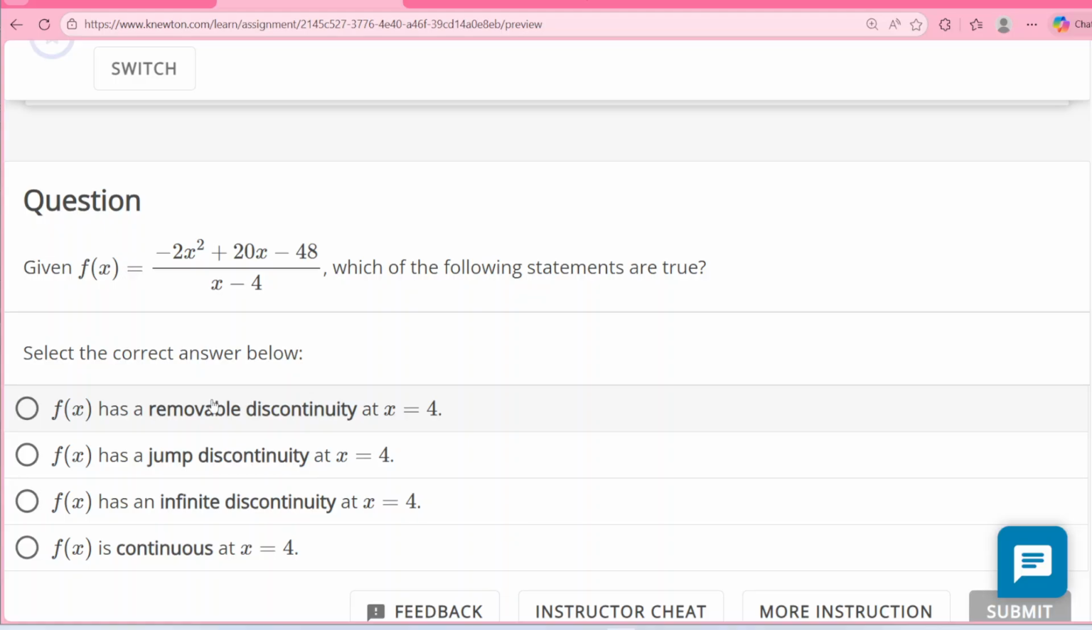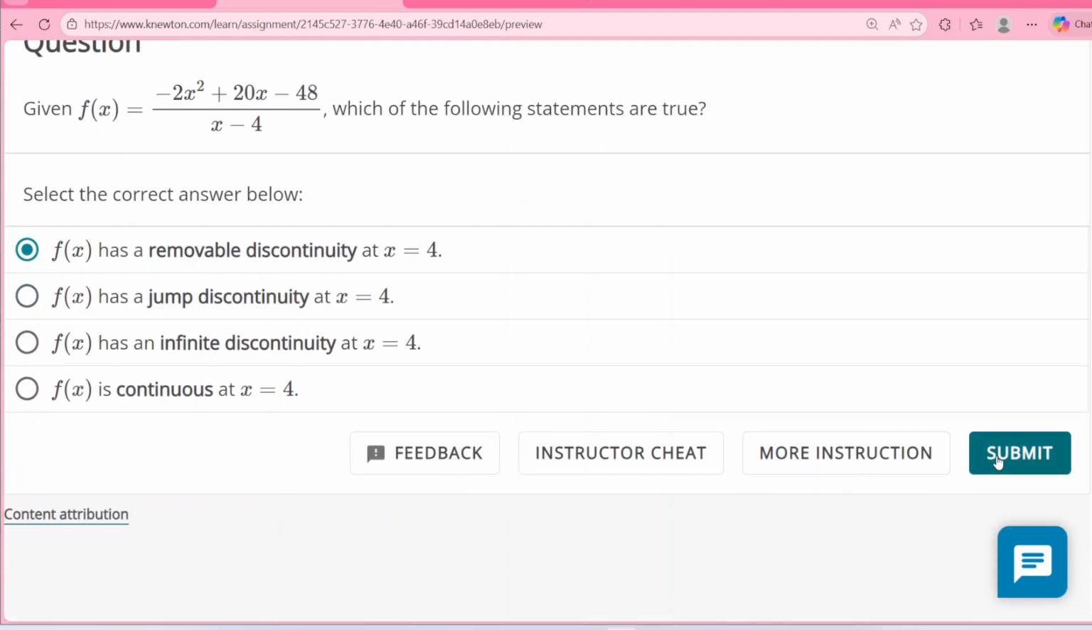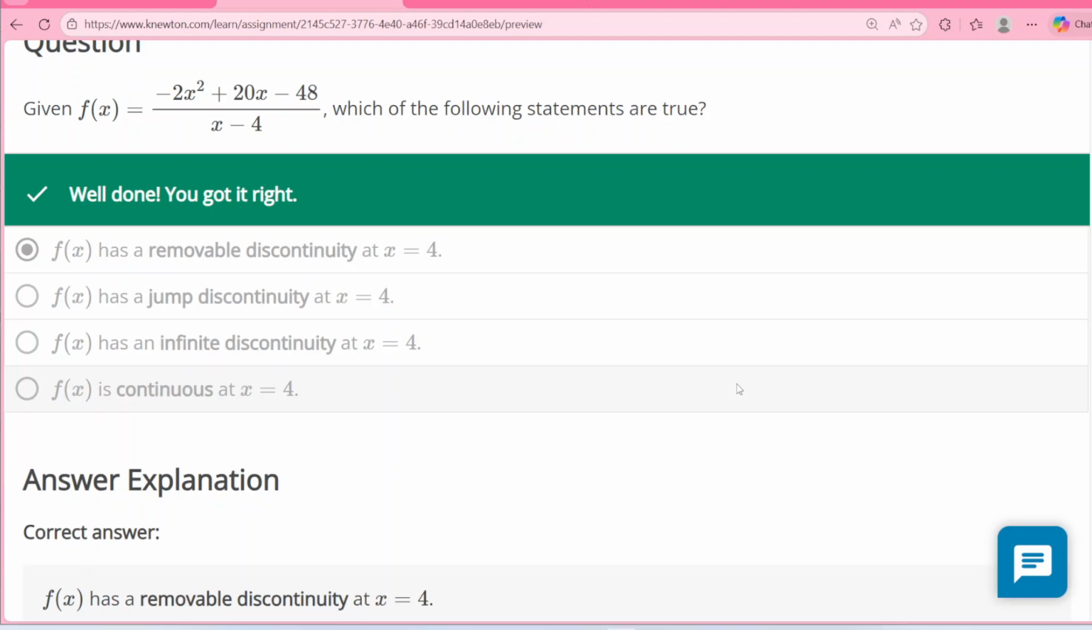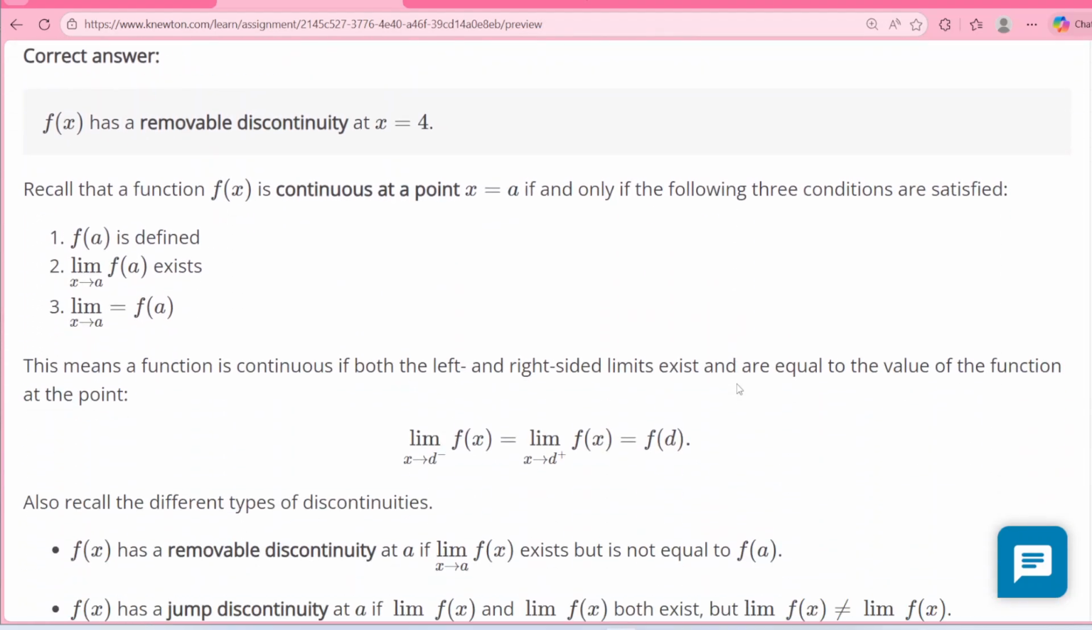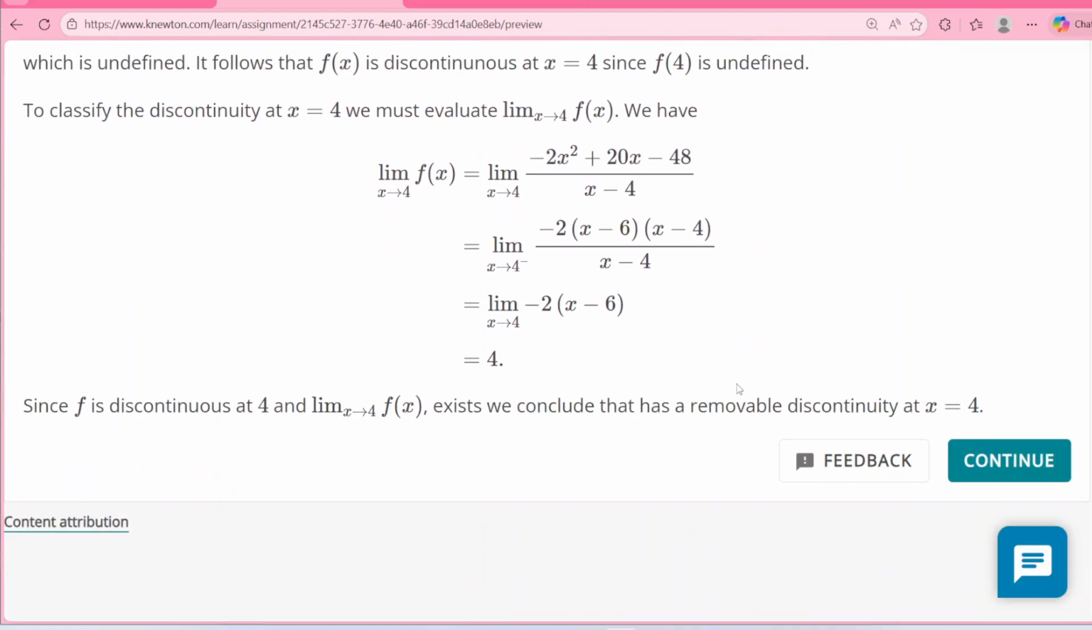So back here, that's what I'm going to answer, right? F has a removable discontinuity at x equals 4. Submit. Hooray. And don't forget to read through the answer explanations.